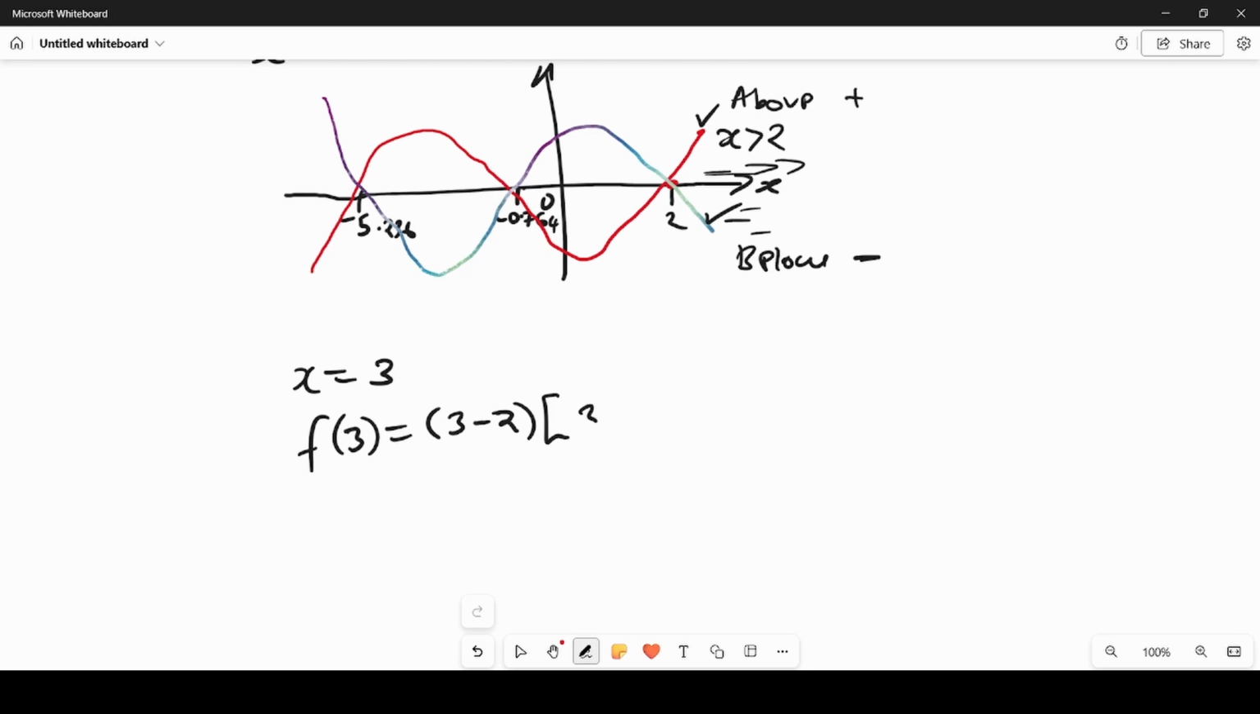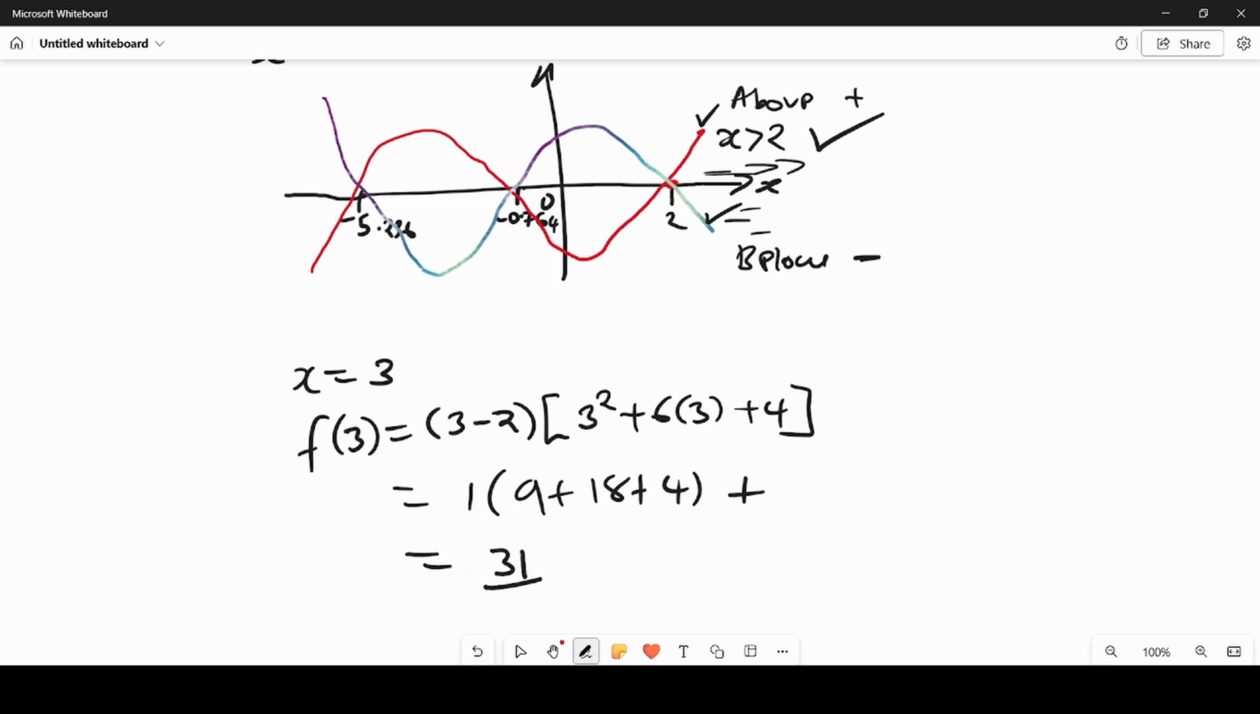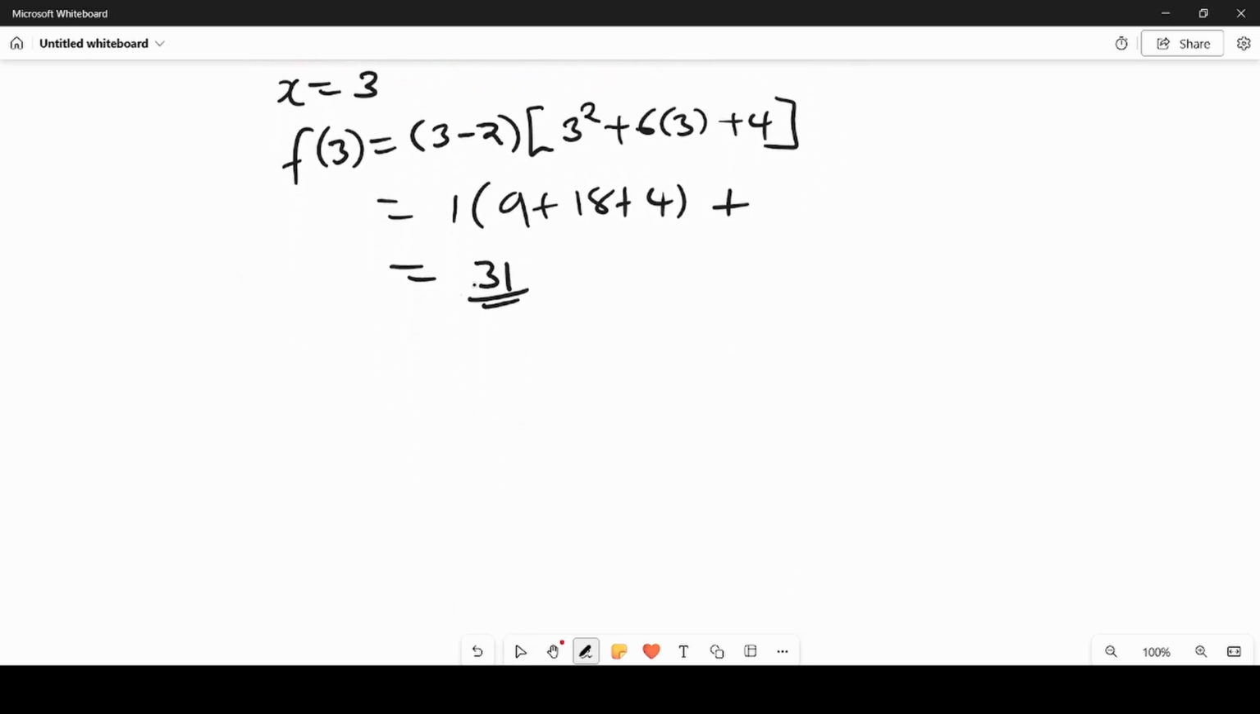This is 3 squared plus 6 times 3 plus 4. Okay, this is a positive, this is 9 plus 18 plus 4. So all this is giving us a positive number. So we are rest assured that the graph will look like the red one here. We should get 31, so positive 31.